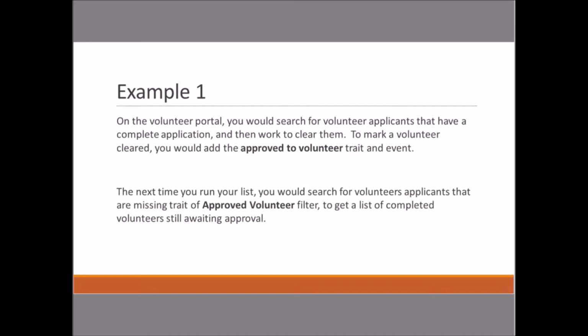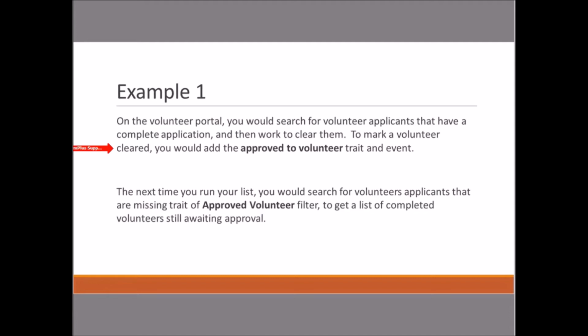Example 1, on the volunteer portal, you would search for volunteer applicants that have completed their application, and you would work through that list to clear them, to get them approved or not to be a volunteer within your district. So you would go through your process, look them up in Watch or whatever system you use to do their background check, and then after you decide whether or not you're going to approve that volunteer, you would go in and add the appropriate trait and event.